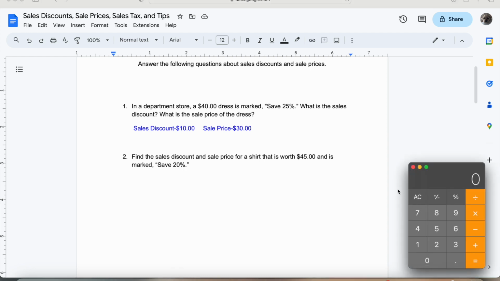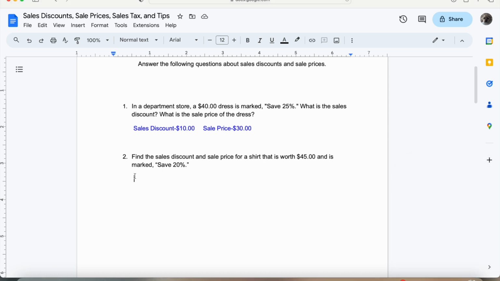So if we take $45 and multiply it times 20%, that will give us $9 for the discount. Then from here, if we take $45 and we subtract $9, that will give us $36 for the sale price. So the sales discount is $9 and the sale price is $36.